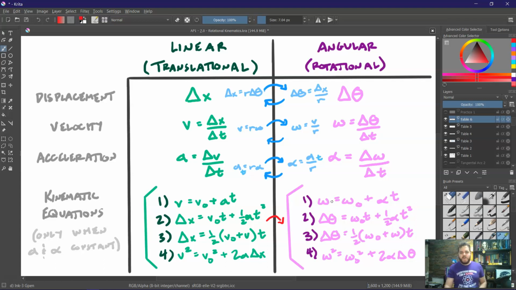So now I have omega is equal to omega naught plus alpha t. Delta theta is equal to omega naught t plus 1/2 alpha t squared. Delta theta is equal to 1/2 (omega naught plus omega) times t. And omega squared is equal to omega naught squared plus 2 alpha delta theta. Exact same science, just a new way of looking at it.